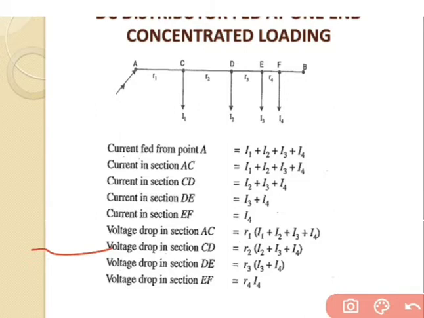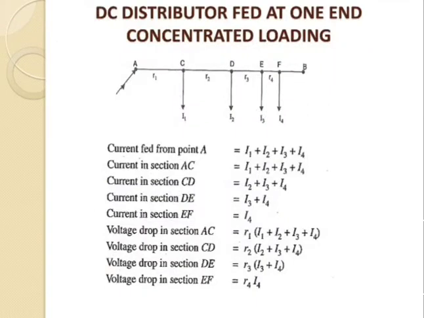So VCD is equal to RCD into ICD. ICD is the current flowing through the CD section, and RCD is the resistance of the R2 branch. So the voltage drop in the section CD is equal to R2 in the bracket I2 plus I3 plus I4. Go for the next one, that is the voltage drop in section DE, which is given by R3 in the bracket I3 plus I4, and the same way the last one, the voltage drop in section EF, is equal to R4 into I4.